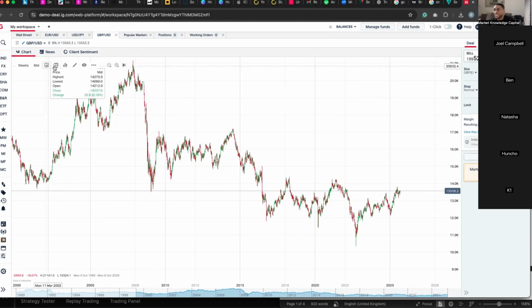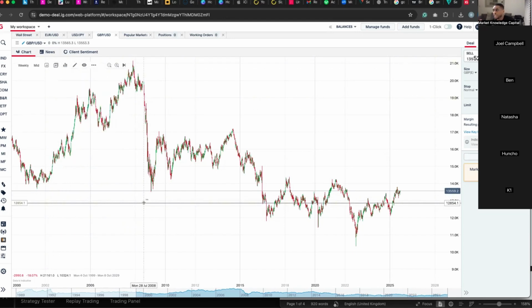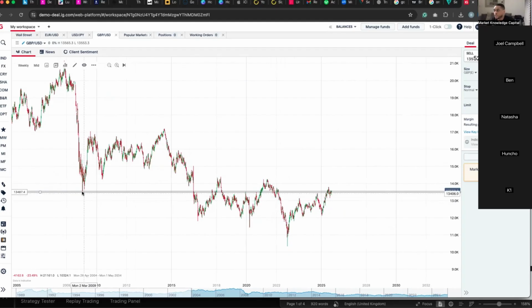So if we see that as an area of confluence, what we want to do is make sure we identify that, put our horizontal line there, and have that as a point of reference so we can understand what would potentially happen if the price went back down there again. As you can see, from that point onwards back in 2009 up until now, it's not really respected that as much as we thought it would have. So you also want to look for other areas of support and resistance as well.